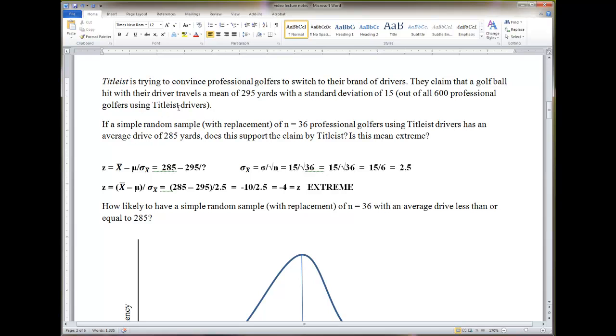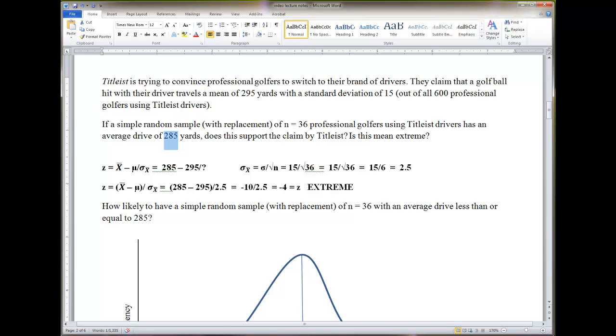So let's say that we're trying to test this claim that on average you'll hit the ball 295 yards with their driver. Let's say we have a simple random sample with replacement of 36 professional golfers, and we calculate their average drive to be 285 yards. Does this support this claim here?